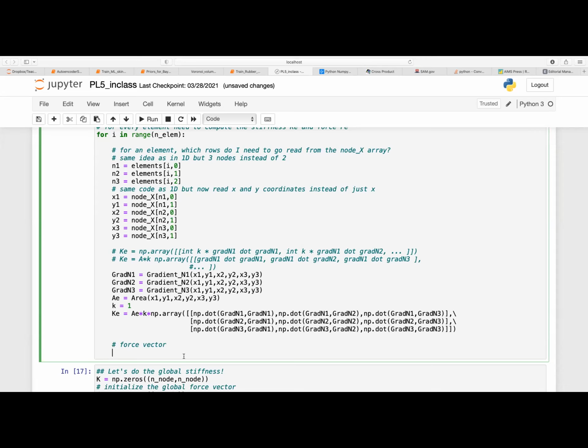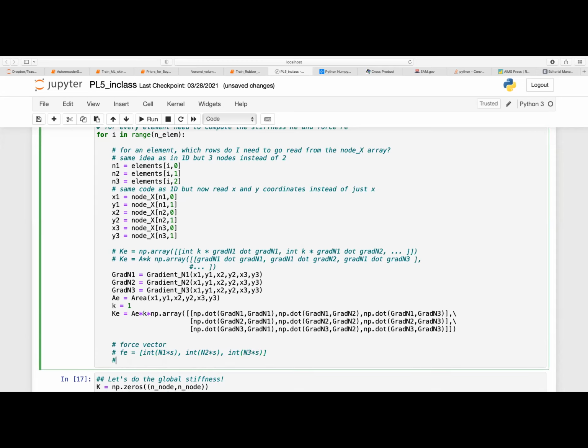So for the force vector, again, well, let me comment it first. What is the force vector? The force vector is the integral of shape function 1 times the source term, and then the integral of shape function 2 times the source term, and then the integral of shape function 3 times the source term. And then we need to do the integrals.